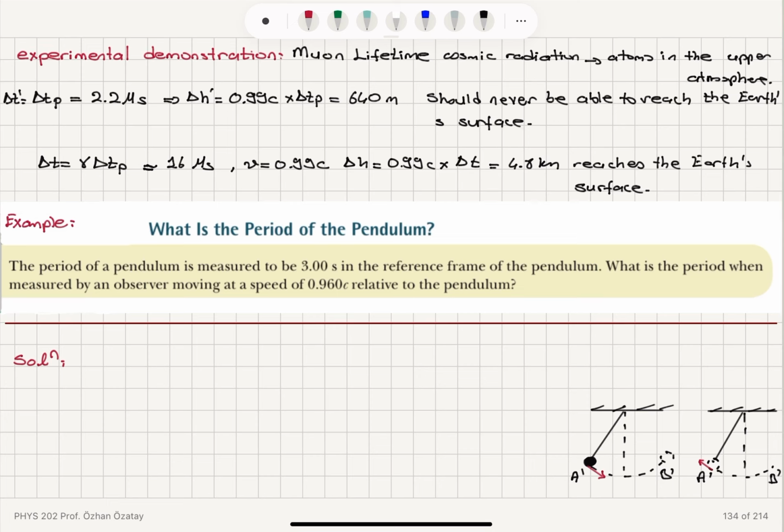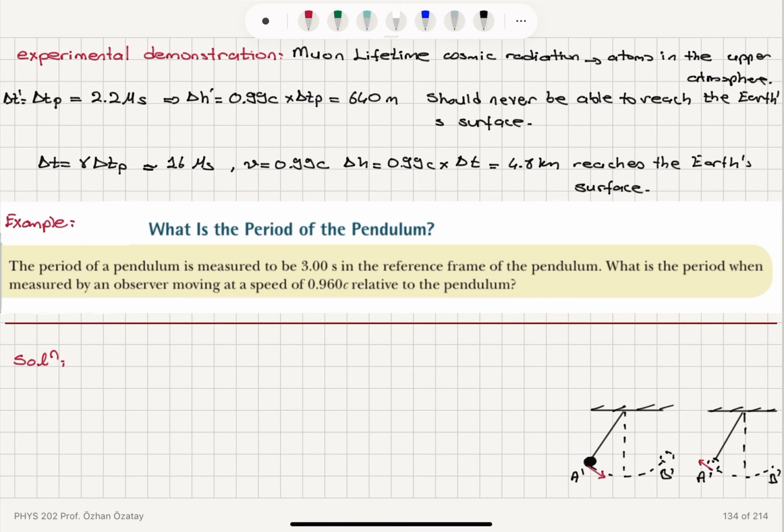However, if we look at it from an Earth observer point of view, this lifetime is corrected by a relativistic correction factor gamma, and since the speed is quite close to the speed of light, we find that the actual lifetime measured by an Earth observer is 16 microseconds. So 0.99c times 16 microseconds gives us 4.8 kilometers, and muons reach the Earth's surface. And therefore, we see that the muon lifetime is a direct evidence for the relativistic corrections we should take into account, because we do detect muons reaching the Earth's surface.